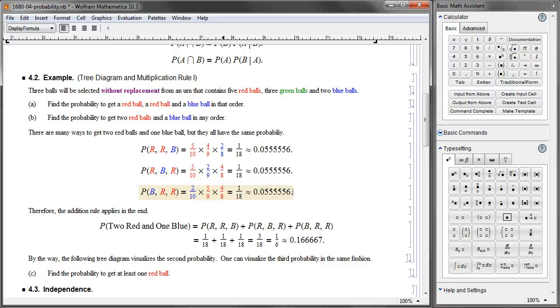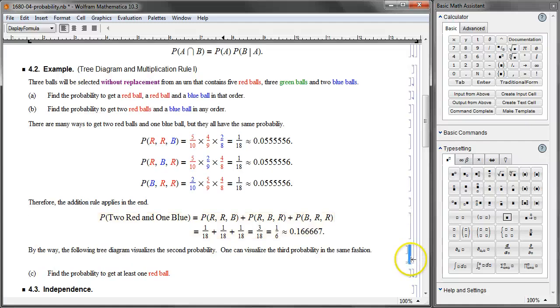Similarly, we can get the third computation. Now these 3 are mutually exclusive, so you can add them up, and you're gonna get 1/18 plus 1/18 plus another 1/18. You're gonna get 1/6, something like this. So the addition principle applies at the very end.